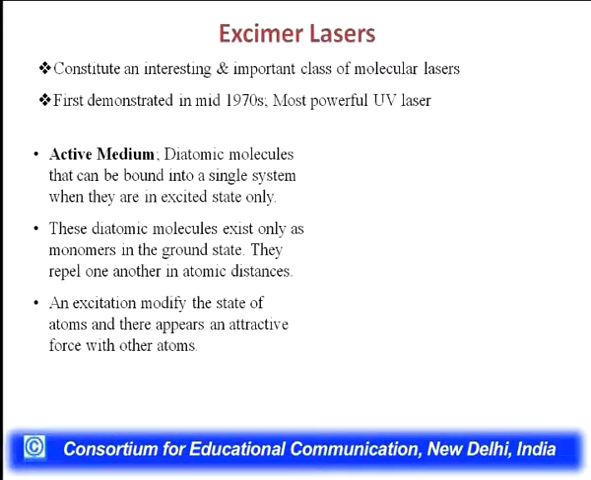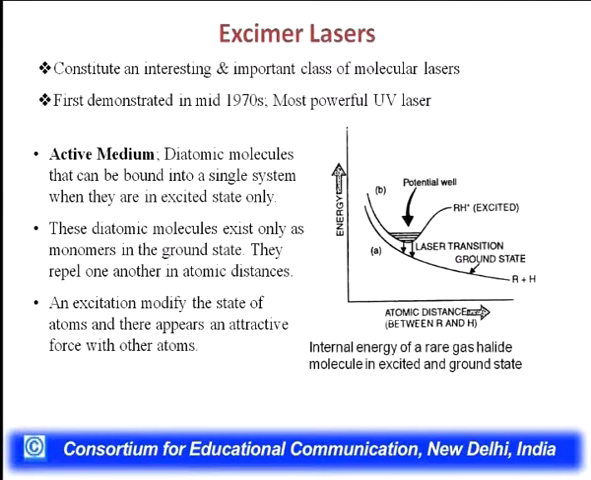What is the excimer laser? In the excimer laser we use dimers as an excited level. Excimer lasers constitute an interesting and important class of molecular lasers, first demonstrated in 1970, and it is a powerful ultraviolet laser. The active medium we are using in the excimer laser is diatomic molecules that can be bound into a single system only when they are in the excited state.